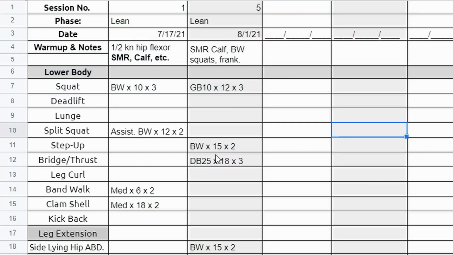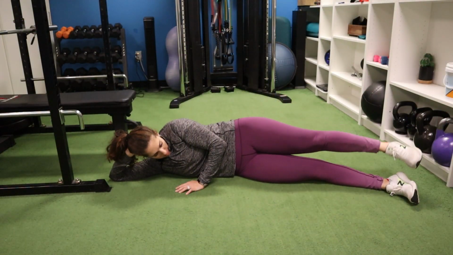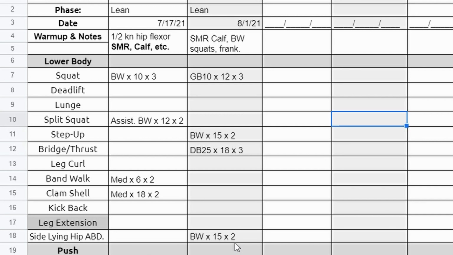Some other lower body moves that we have going on are step-ups, we've got bridges, and we have some side-lying hip abductions. All of these moves will help to strengthen her weak spots.